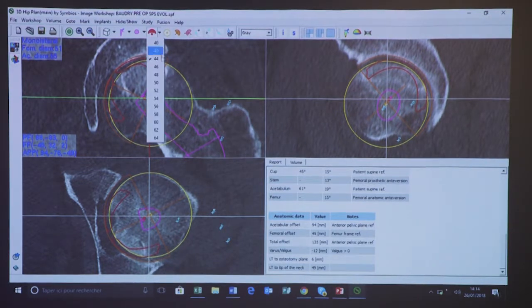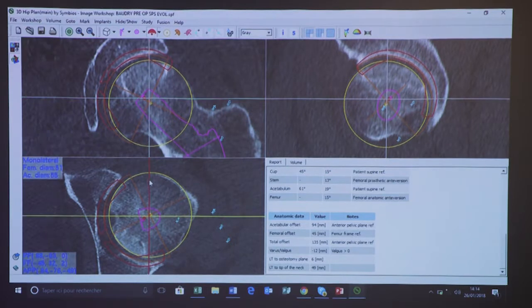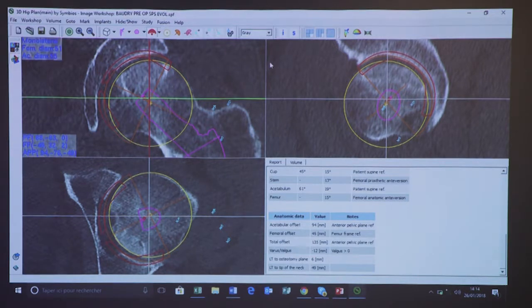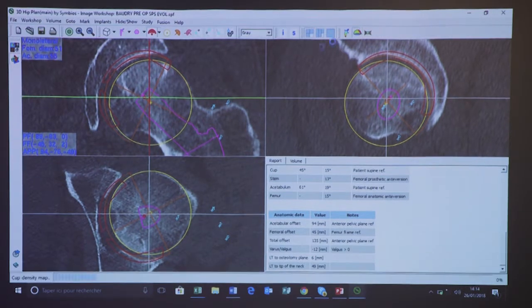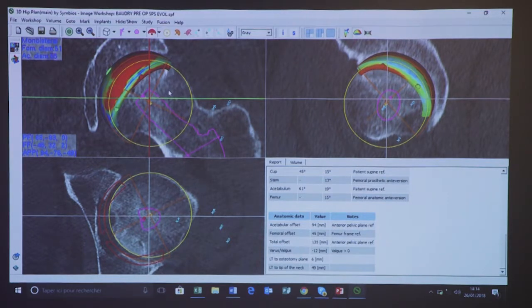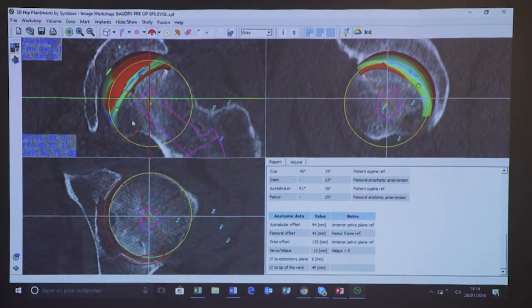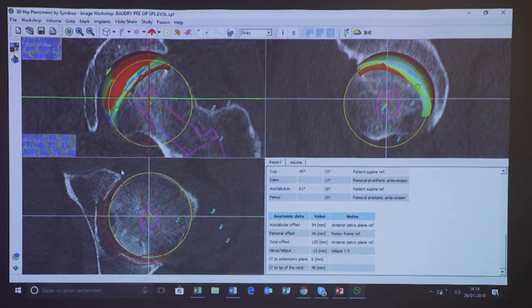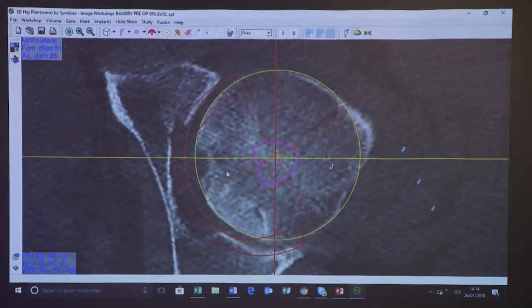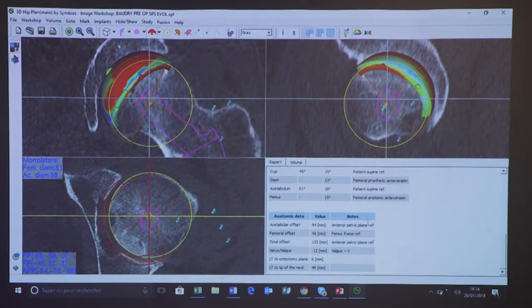54 or 56. And here you can see how the cup would be positioned. And I will go for a 44 and not a 46, because if we use a 46, we may have some kind of psoas impingement here. So I would say I will go for 44, and you can see here that I will tend to restore the native anteversion of the patient in this case.